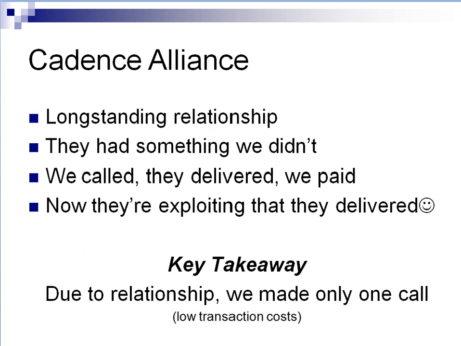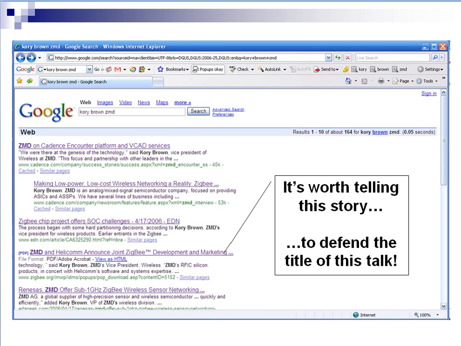The deal was fairly straightforward with Cadence. They had a long-standing relationship. They had something we didn't. We called, they delivered, we paid, and now they're exploiting what they delivered. So what happens here is that both parties benefited. They each brought to the table something that they could prosper from. They had a good relationship. And in this particular case, because of that relationship, forming an alliance was very easy. As Corey says, it only took one call, no transaction costs.